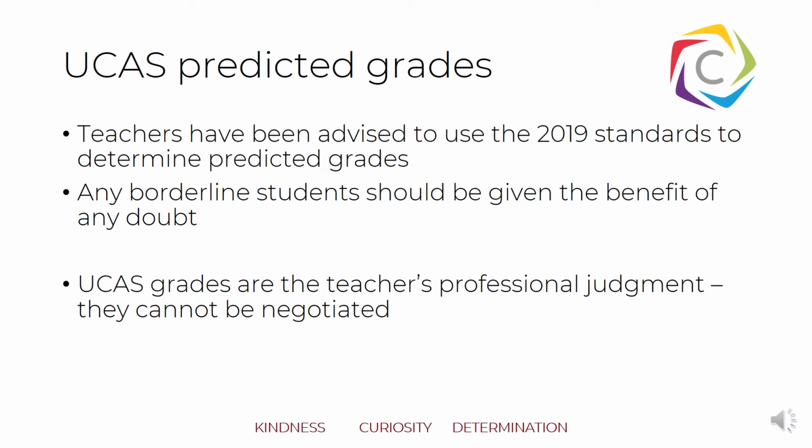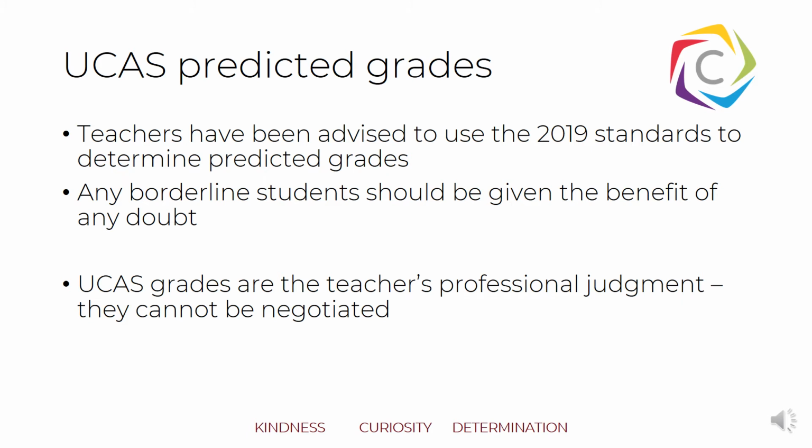For those of you in the sixth form who are wondering about UCAS predicted grades, we have been advised to use the 2019 standards to determine predicted grades. The reason for this is that the 2019 standard is the only standard we actually know. So we can use the exam grade boundaries and so on from 2019 to assess the grade that you would have got if you were producing work of the standard that you're producing in 2019. However, UCAS have advised that any students who are borderline should be given the benefit of the doubt.